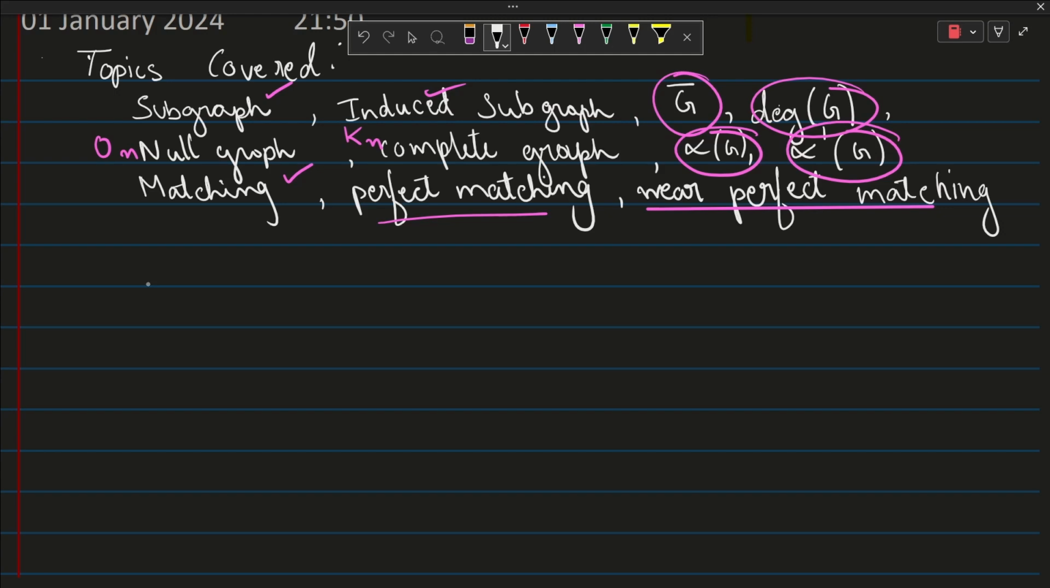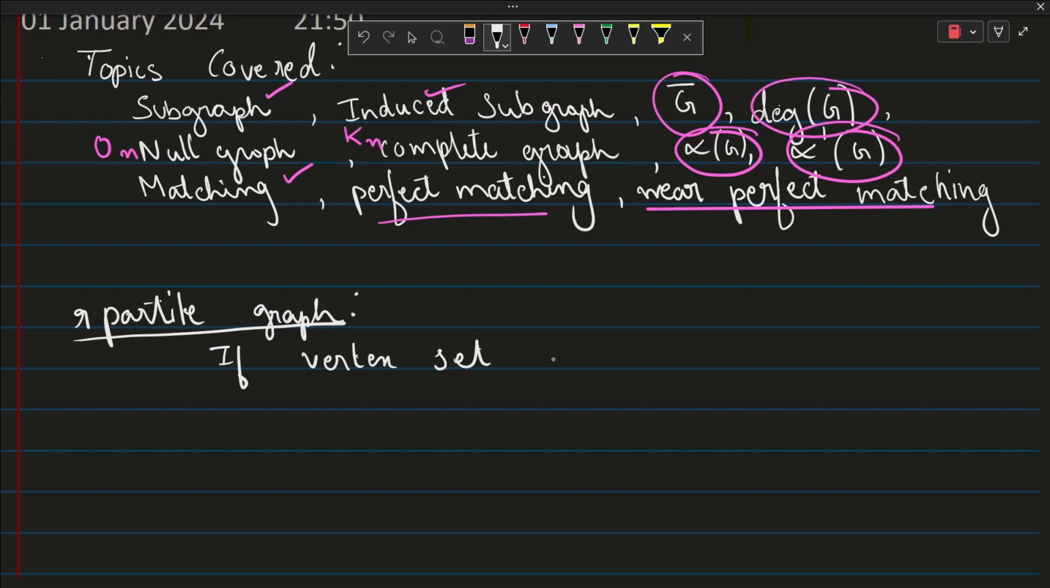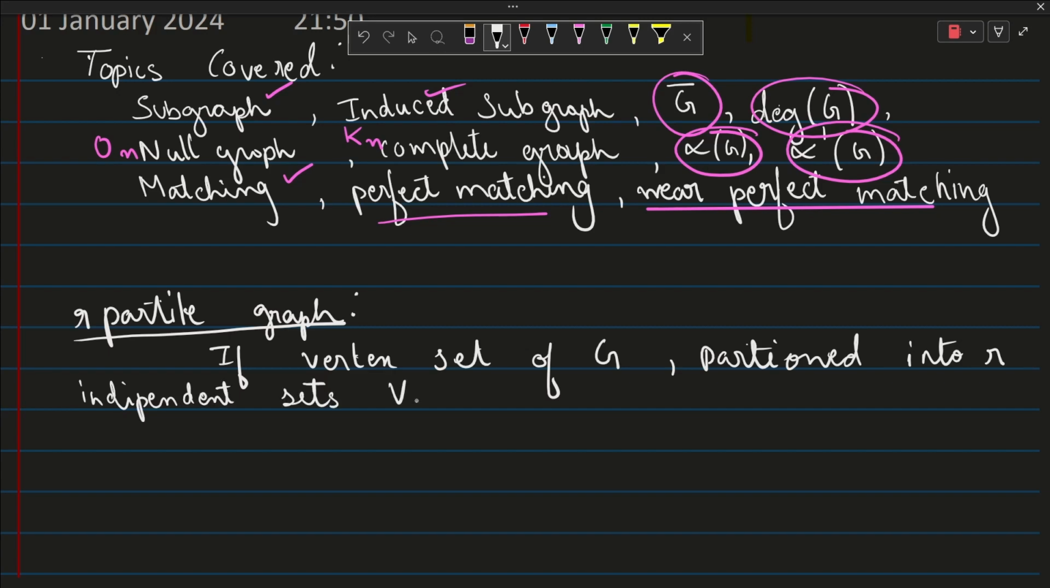Now moving on to the new topics. R-partite graph. So what is an R-partite graph? If the vertex set of G can be partitioned into R independent sets V1, V2, and so on up to VR, then this is called an R-partite graph.